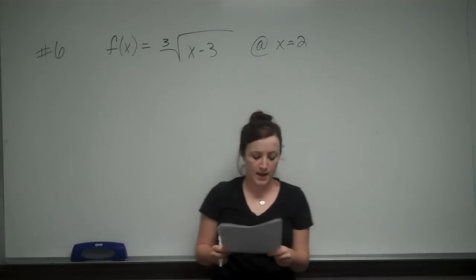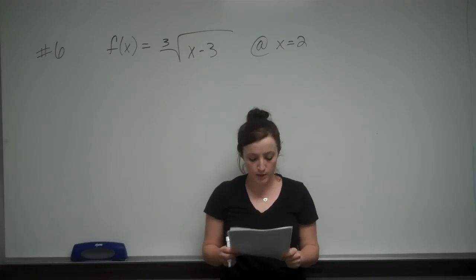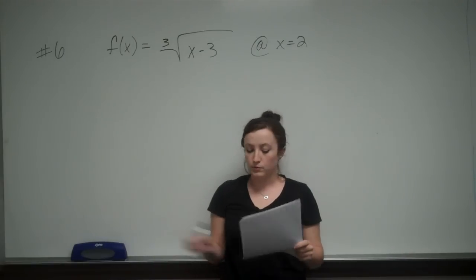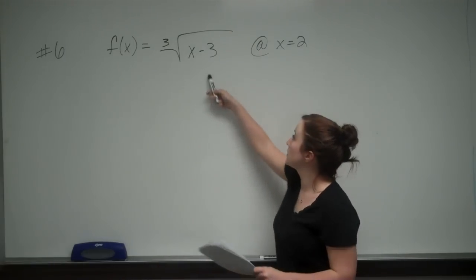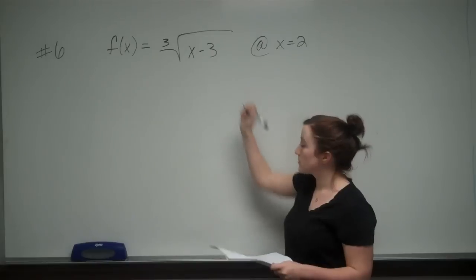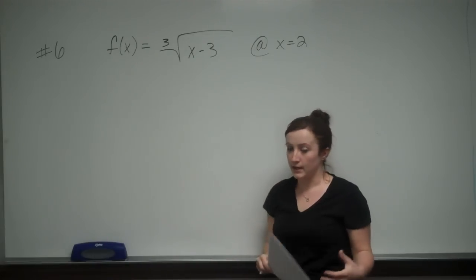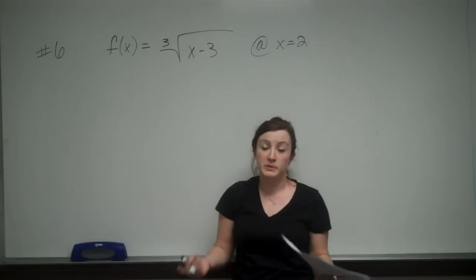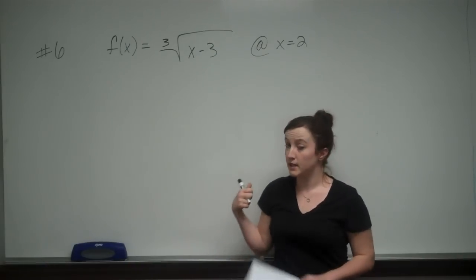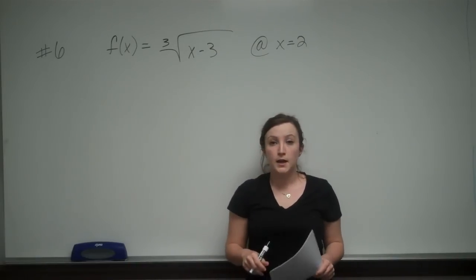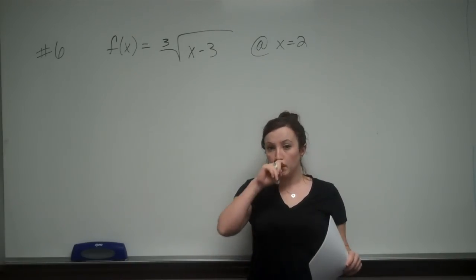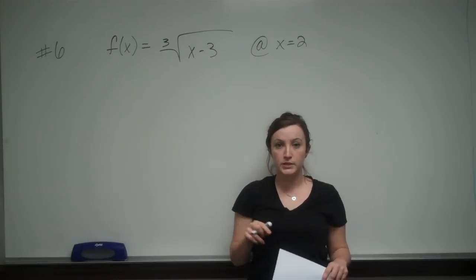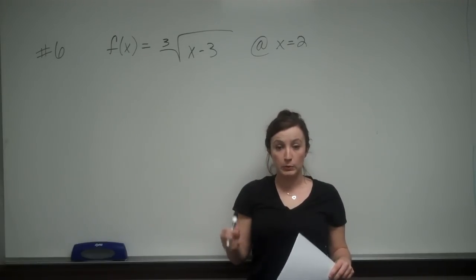Problem number 6 asks us to find the equation of the normal line to f of x equals the cube root of x minus 3 at the value of x equals 2. So we need to know what a normal line is first before we can do anything. A normal line is the line that goes perpendicular to the tangent line at a given point.